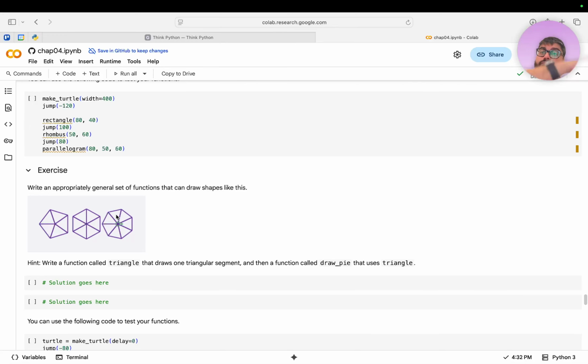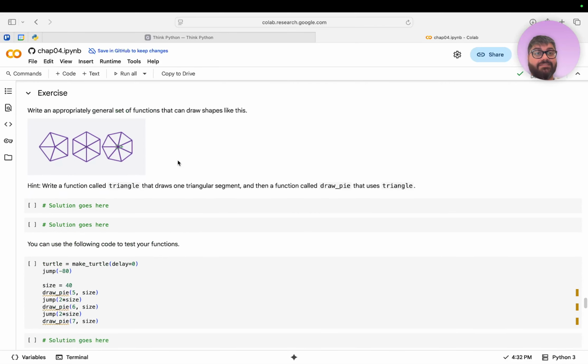Exercise, write an appropriately general set of functions that can draw shapes like this. Jesus Christ, that's gonna be rough for someone new. I mean, honestly, it'd be kind of rough for me as well, because that's a combo of math and shapes and geometry and stuff, along with coding.